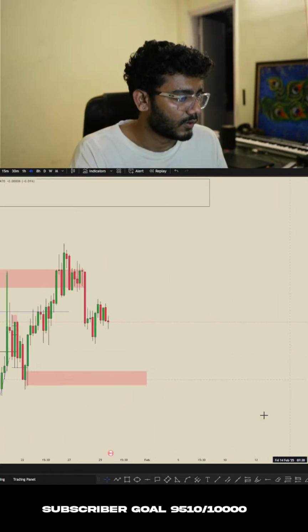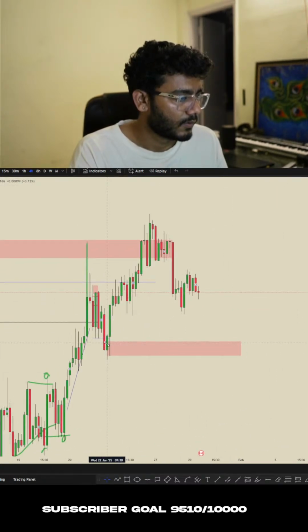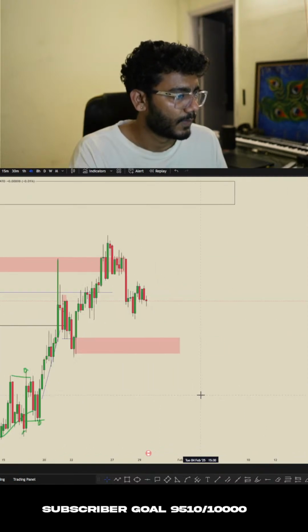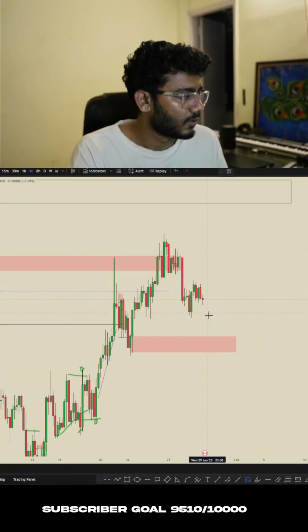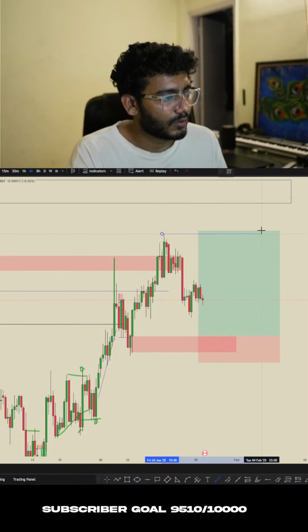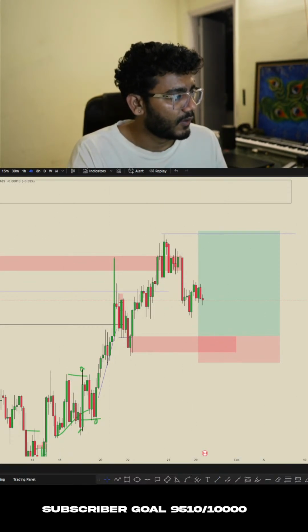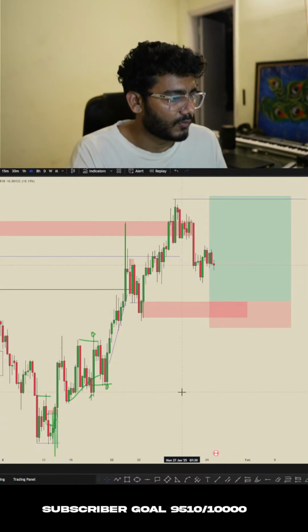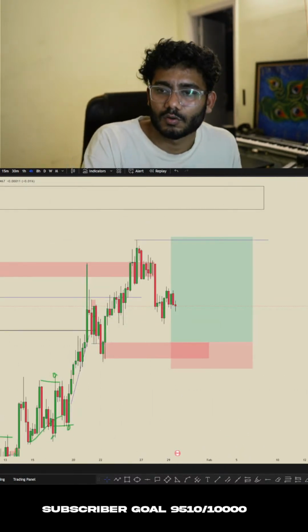If you go to 4 hour, we can refine it till here. Stop loss below this low, next high will be our target, and we have to wait for price to give us an engulfing, or else price will just continue to the downside. Okay, so we need to see some kind of reaction, rejection basically on lower time frame.